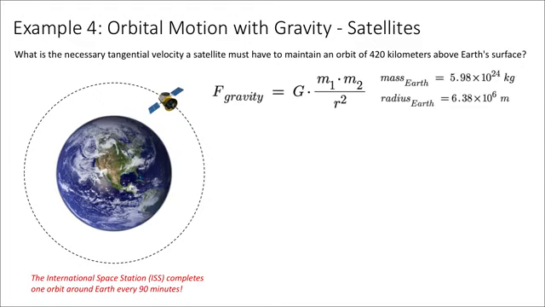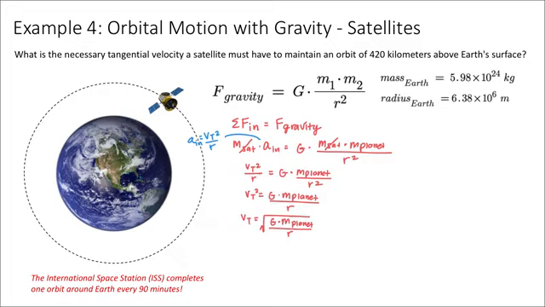In this case, I know the force of gravity, I've written out my equation, and the mass of the Earth and radius of the Earth are given. I'd encourage you to pause the video right now and see if you can solve this problem, deriving the same expression for the velocity of the satellite that we derived in the previous slide. Okay, I'll go ahead and show the derivation here once more.